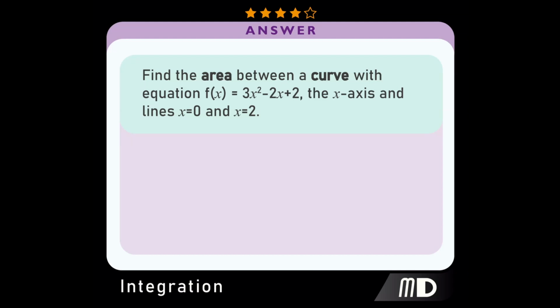Now, in this video, we're going to answer the following question. Find the area between a curve with equation f of x equals 3x squared minus 2x plus 2, the x-axis, and lines x equals 0 and x equals 2.